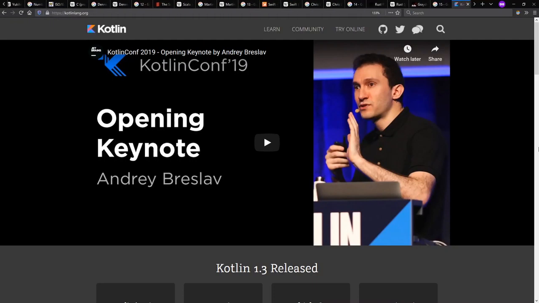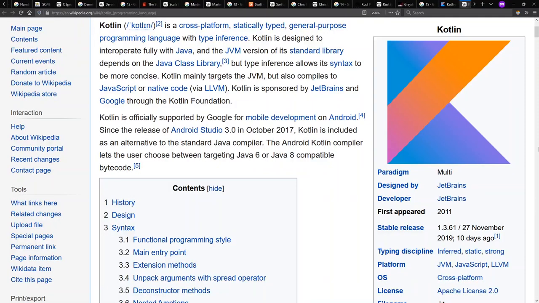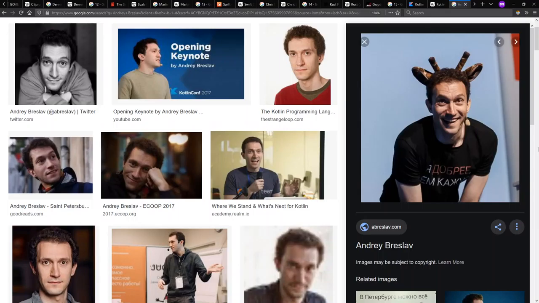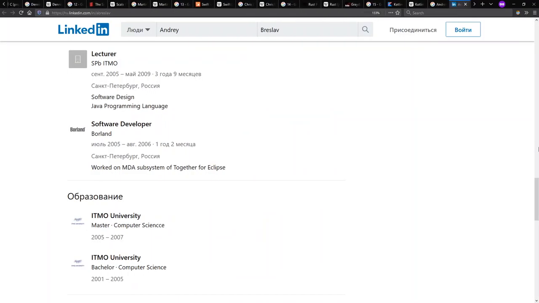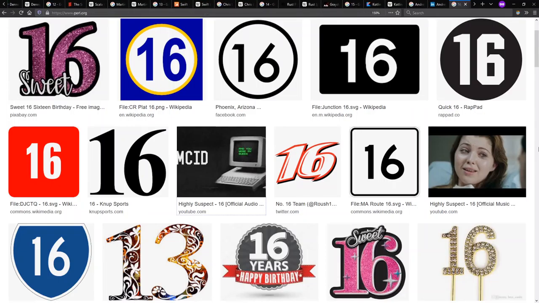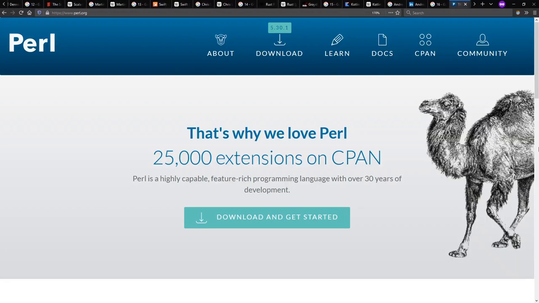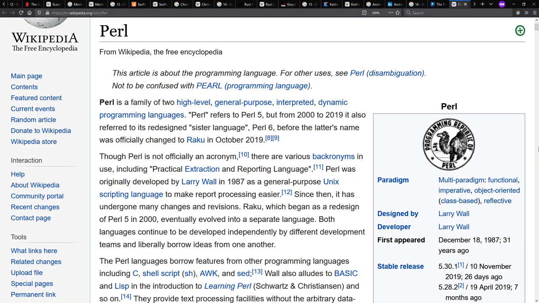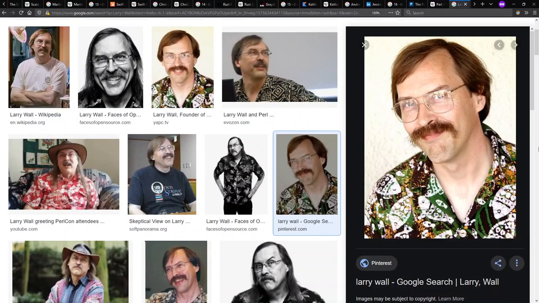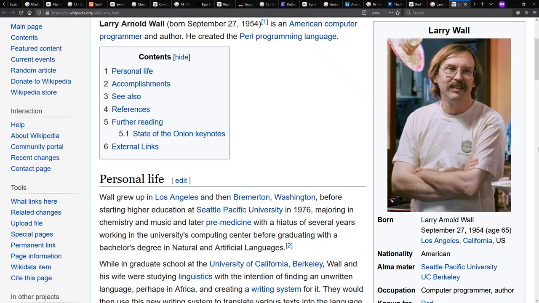Number 15, Kotlin. Released originally in 2011, designed by Andrey Breslav and others at JetBrains. The best I could track down Breslav is to his bachelor's degree in St. Petersburg, starting in 2001. Number 16, Perl, released originally in 1987 and designed by Larry Wall, who is from California, US.